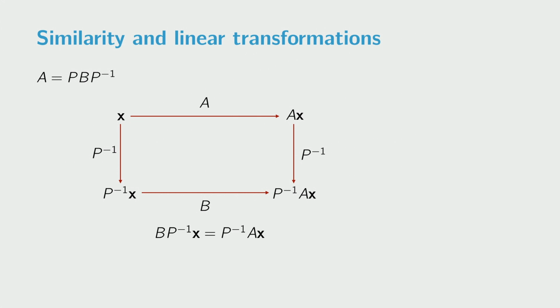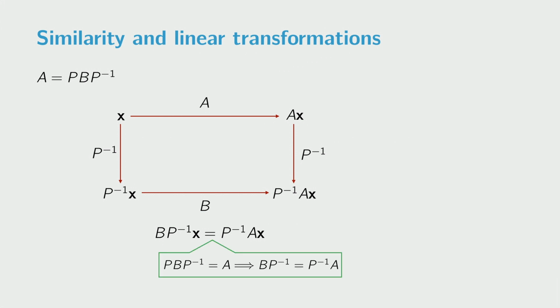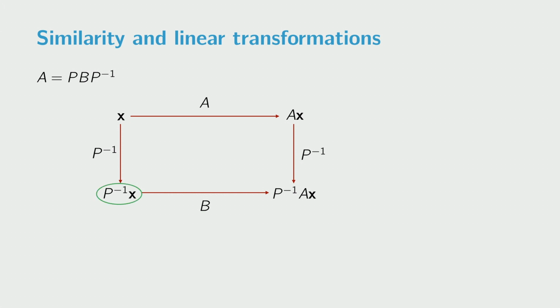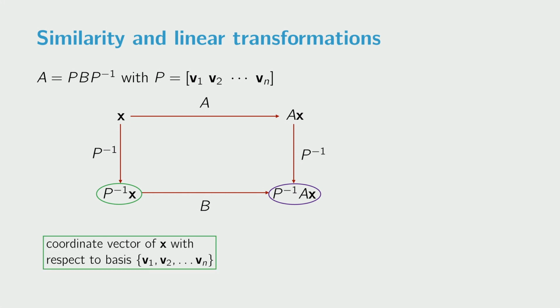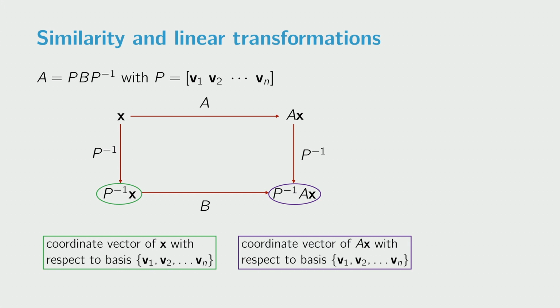Indeed, B times P inverse times x is equal to P inverse times A times x, due to the implication shown here. So, if we multiply the vector P inverse times x with the matrix B, then we obtain the vector P inverse times A times x. What is the meaning of these two vectors? Well, if the matrix P has v1 up till vn as its columns, then P inverse times x is equal to the coordinate vector of x with respect to the basis v1 up to vn. And similarly for the vector P inverse times A times x.